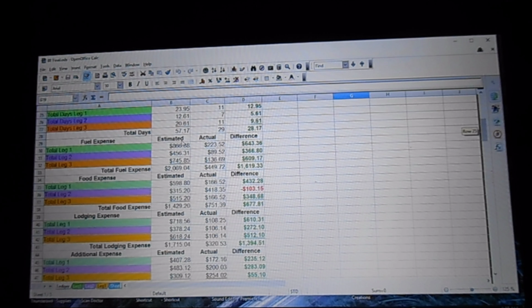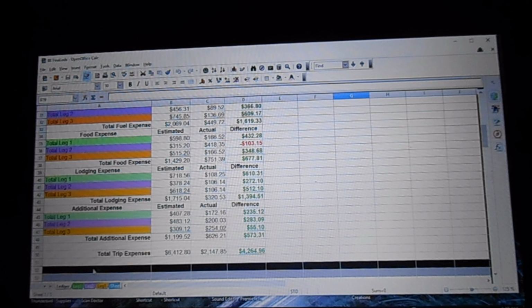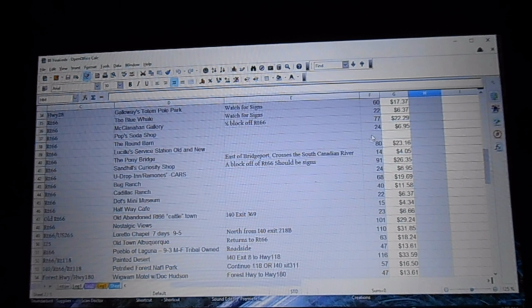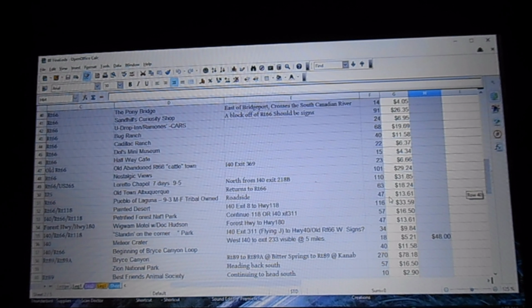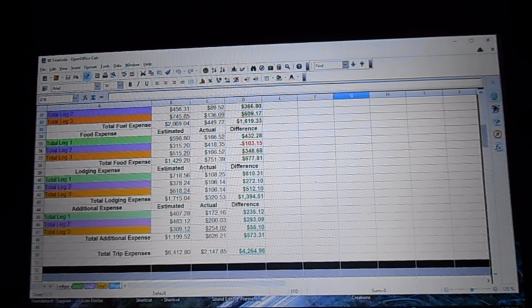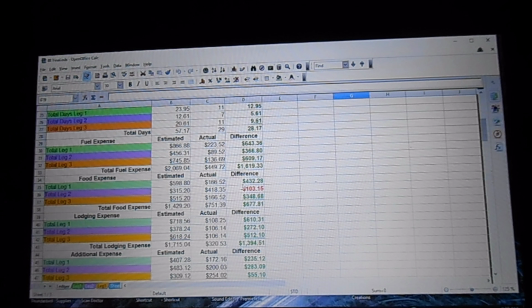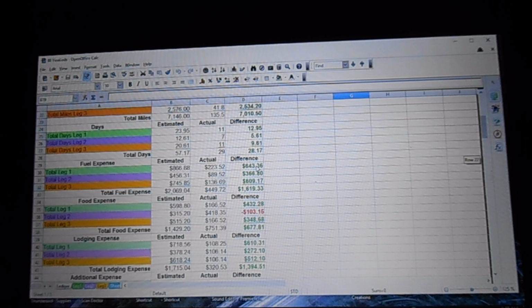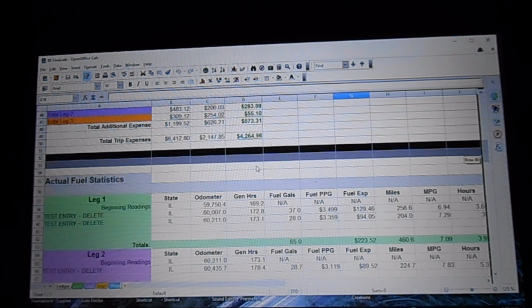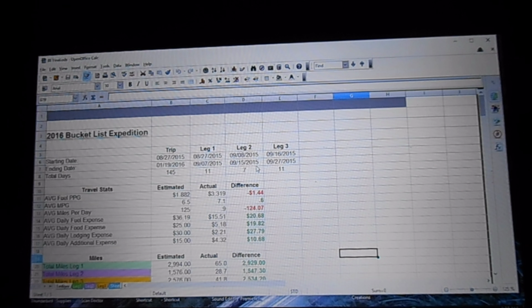It's just a matter of entering in where you want to stop and what the distance is, and everything else is calculated. So that's where I get these numbers. Of course, this is the difference between these two, and like I said, as long as these numbers are green, we're good. If there's a red one, then it's something to take a look at. But that's the spreadsheet. That's my little trip planner.